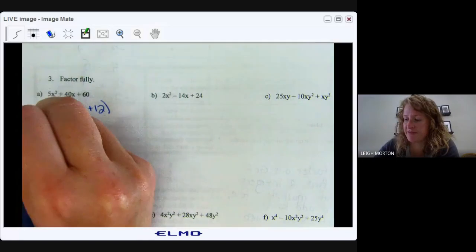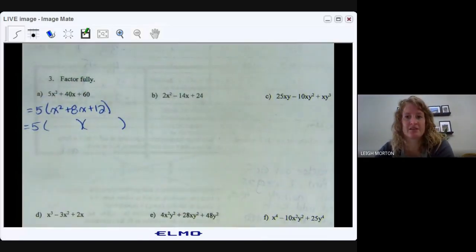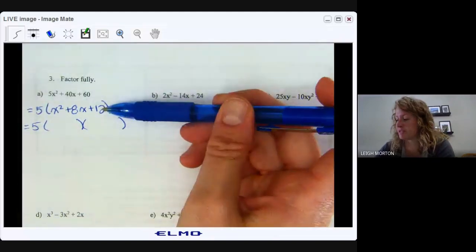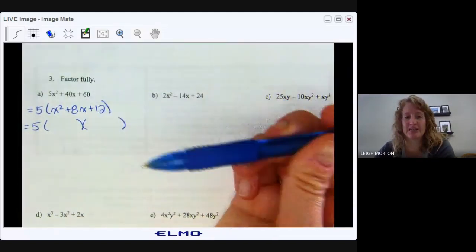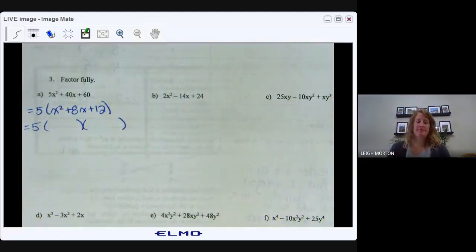So it'd be 5 times something times something. Two integers that multiply to 12 and add up to 8. Give me my full expression.